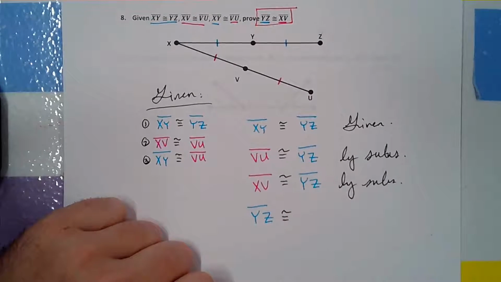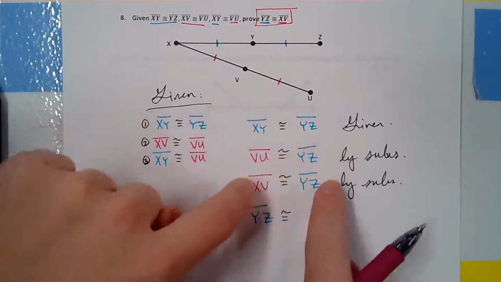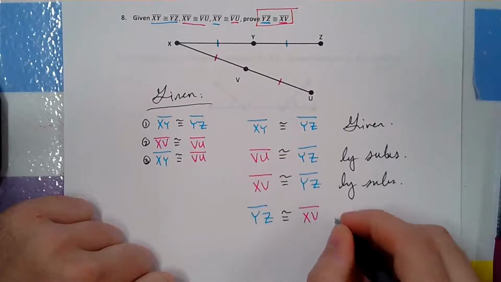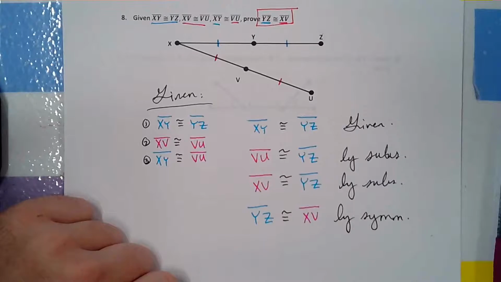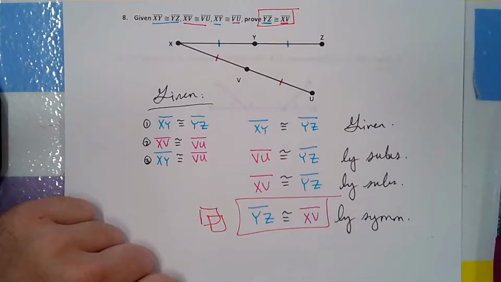Reflexive is A equals A. Symmetric says AB and BA are equal to each other. So we do that by symmetric property. And lo and behold, that's what we wanted. Swag box. You're praying that one's on there, right? You're praying it's on there.